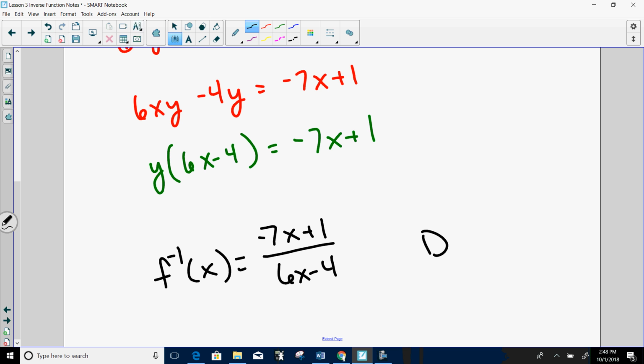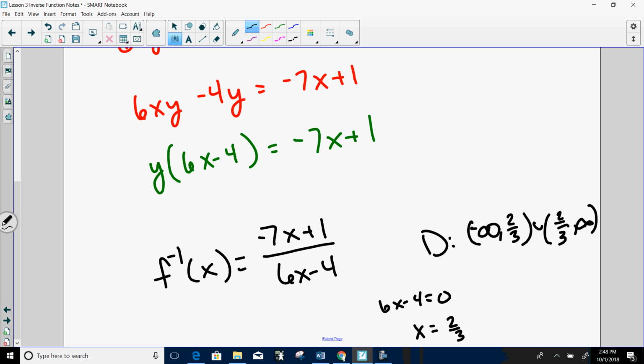Then the domain, okay, well, the only issue is a 0 in the denominator, so I set 6x minus 4 equal to 0. Solve that, and I get x equals 2/3. So that means negative infinity to 2/3, the union 2/3 to infinity. And that would be your domain.